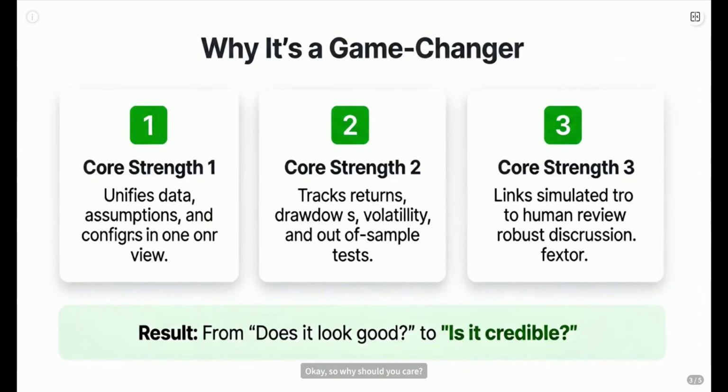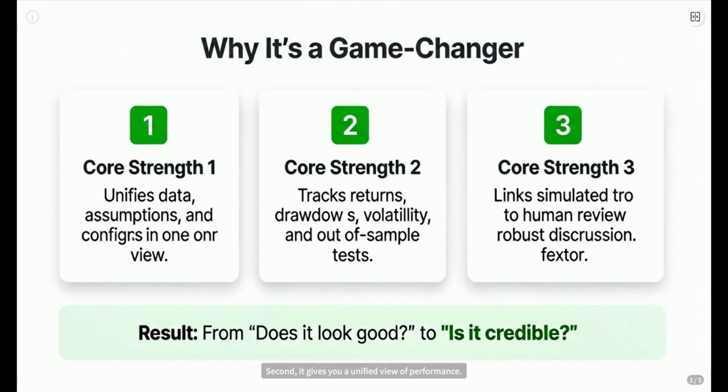Okay, so why should you care? What makes this thing special? Three big reasons. First, it puts everything in one place. Data sources, time ranges, feature engineering, commission, slippage, benchmark, all registered upfront. No more vague recollections or lost configuration files.